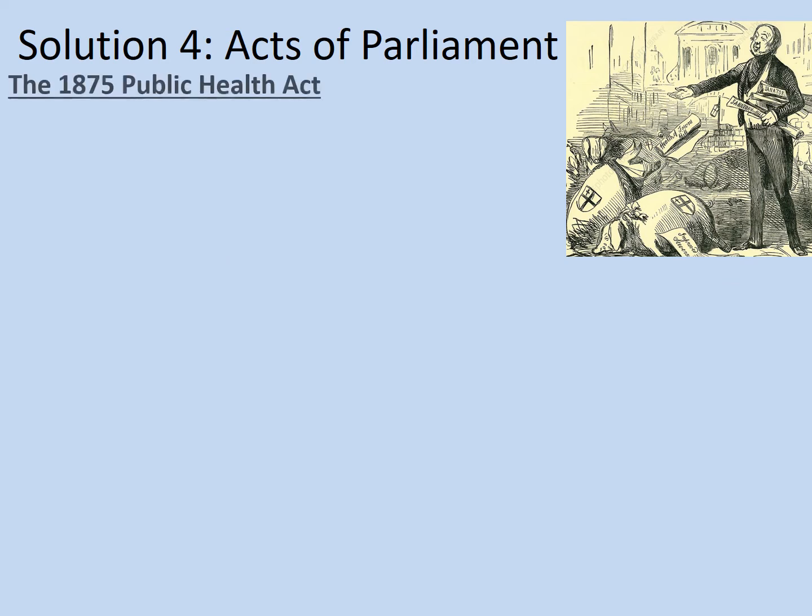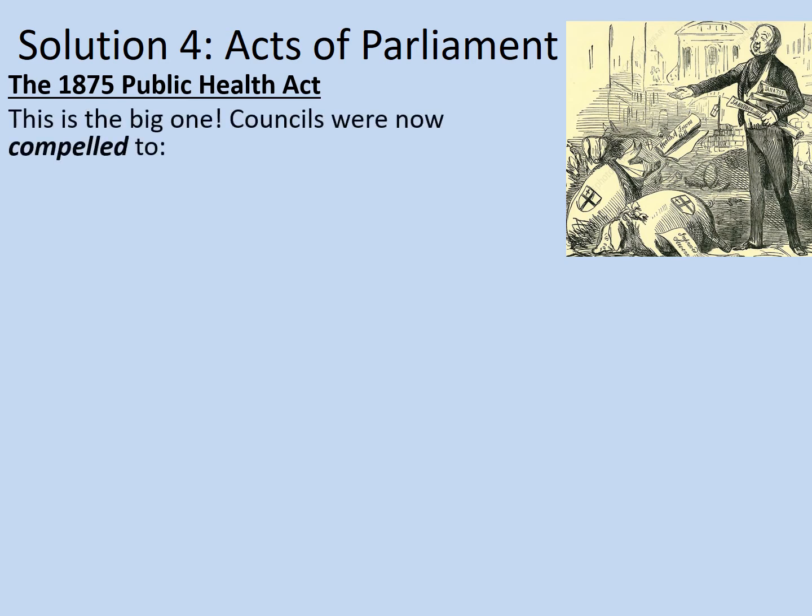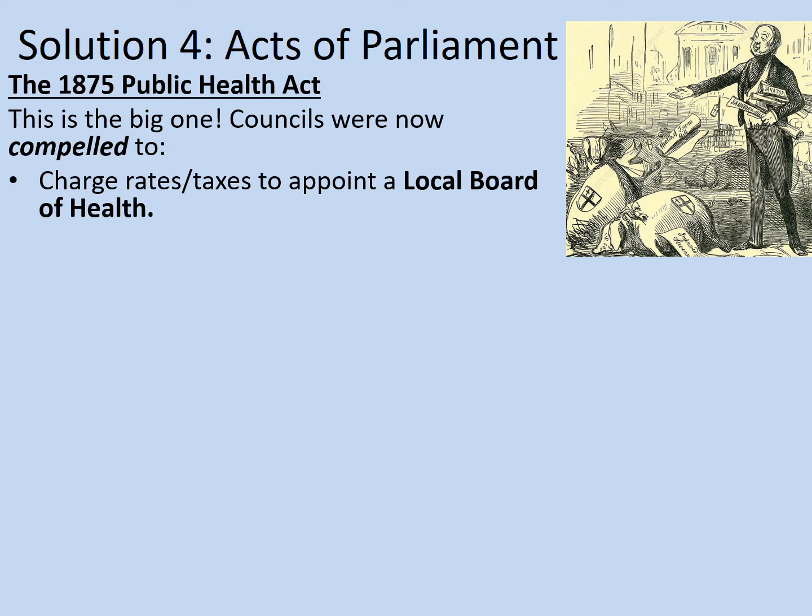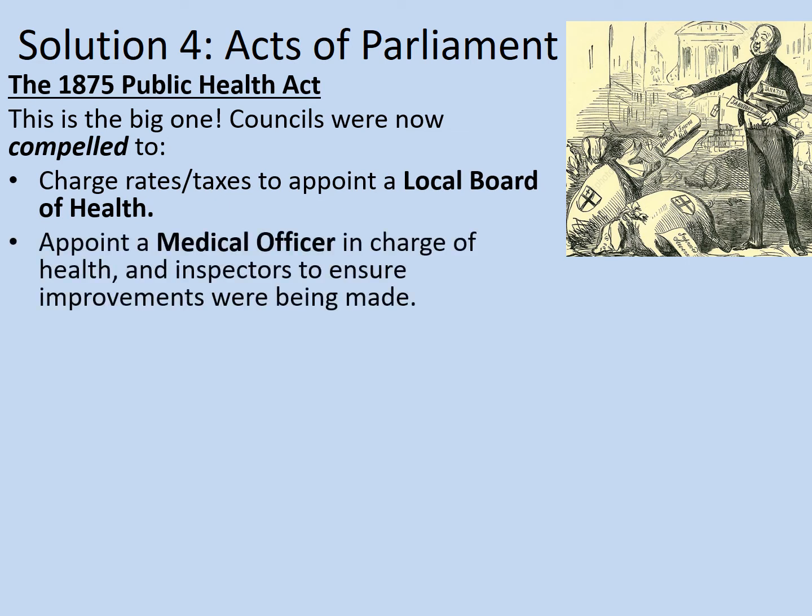Now we've got the 1875 Public Health Act. This is where things really start to get somewhat better. This is the big one. Councils were now compelled or forced to charge rates or taxes to appoint a local board of health, to appoint a medical officer. This, by the way, is exactly what Chadwick had been recommending back in 1842. So to appoint a medical officer in charge of health and inspectors to ensure improvements were being made.